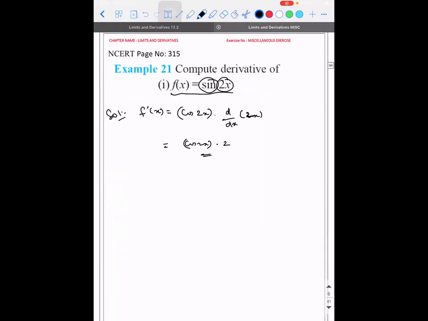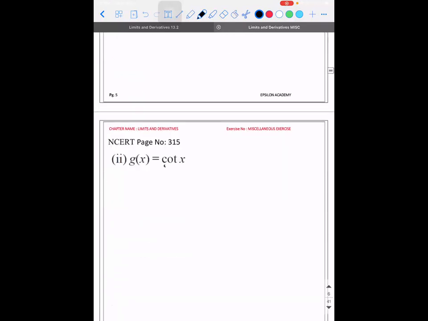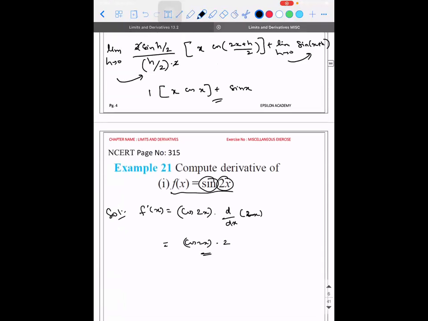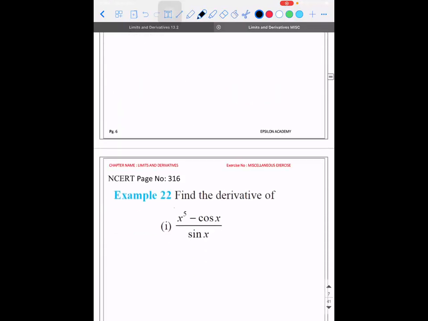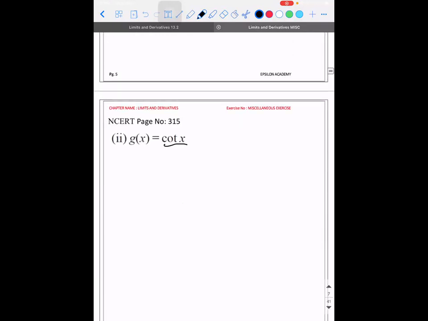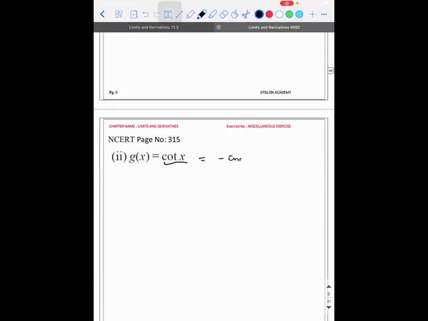What are they? We need to find the derivative of cot x. So are they asking using the first principle or just like that? Derivative of cot x is known, minus cosecant square x. You guys know how to find it: cos x by sin x, apply quotient rule.